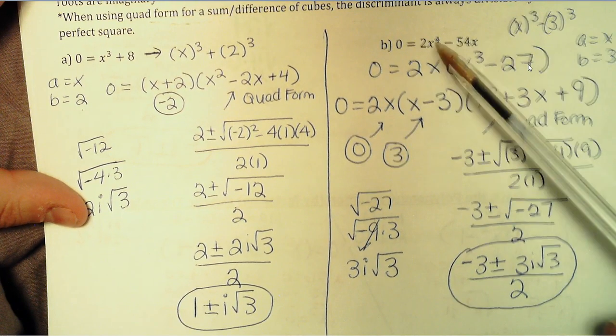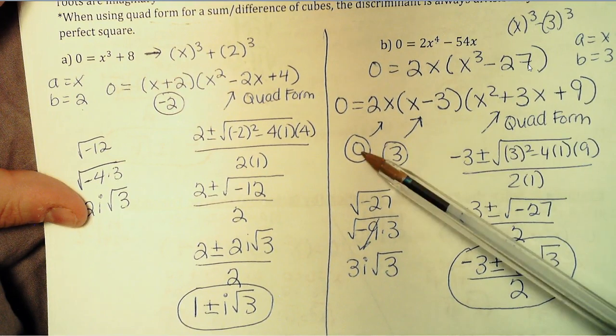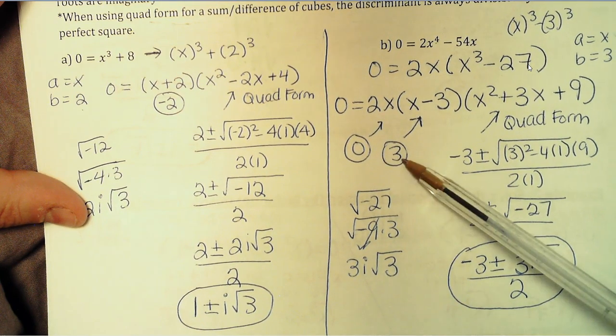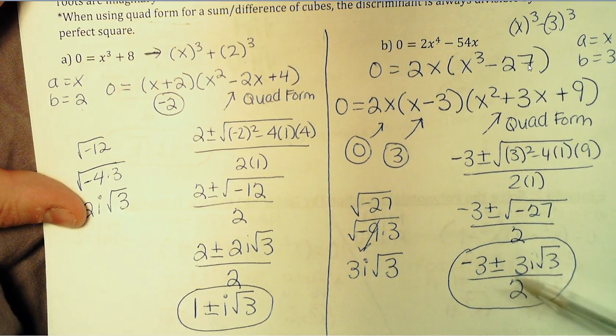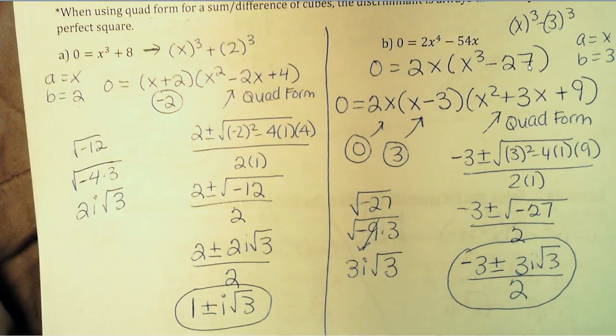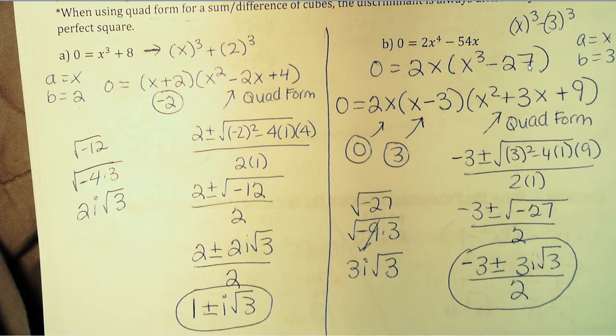So I should have 4 answers. You have 0, that's one of your answers. 3, that's one of your answers. And because of the plus or minus symbol, I actually have 2 different answers here. So that's my total of 4. So that's how you are going to solve polynomials involving sum and difference of cubes.